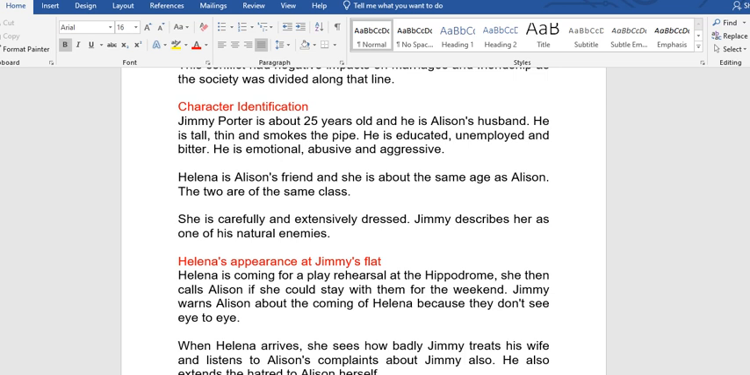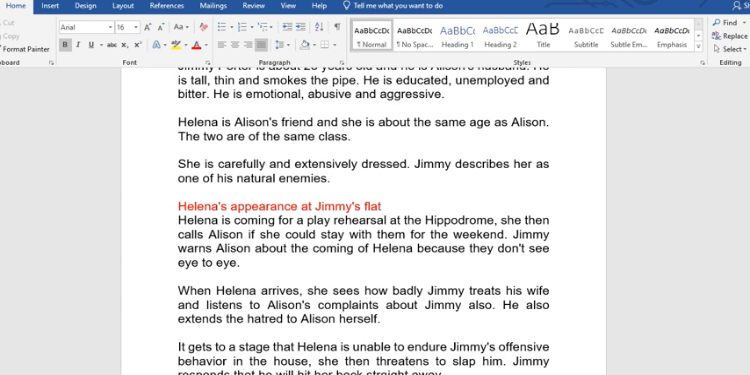Elena is Alison's friend, and she's about the same age as Alison. The two are of the same class. She is carefully and expensively dressed. Jimmy describes her as one of his natural enemies.